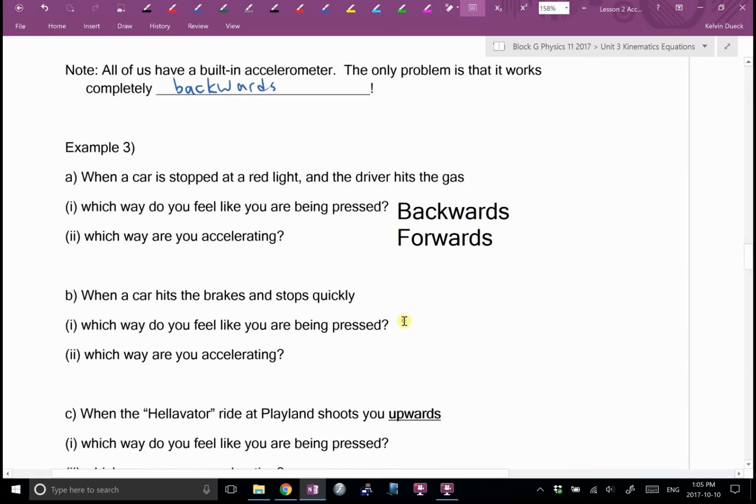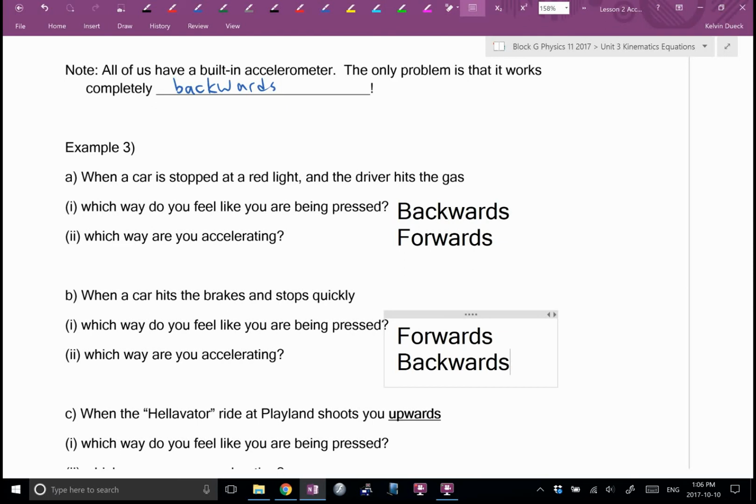When the driver hits the brakes and stops quickly, which way do you feel like you're getting pressed? Yes? So which way are you accelerating when you're slowing down going forwards when you hit the brakes? Your body can detect acceleration. In other words, if you're ever asked a direction question about acceleration, imagine you're sitting on the object. Ask, which way do I feel like I'm getting pushed? The opposite direction is the direction of the acceleration.